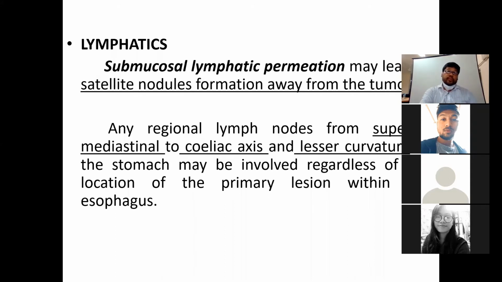So any regional lymph node may get involved, right from the superior mediastinum to the celiac and the lesser curvature of the stomach. So anything can be involved. So here the nodule formation is away from the tumor. And next is the embolization.